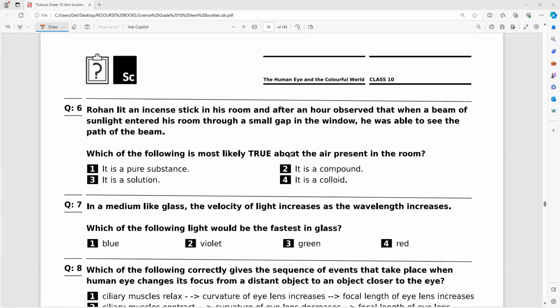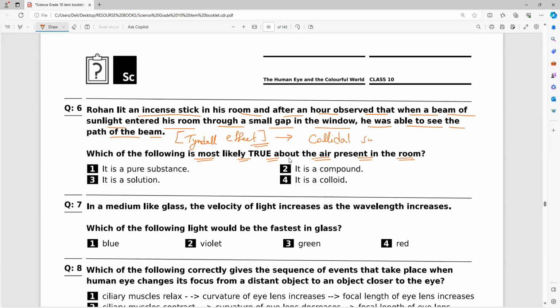Next question. Rohan lit an incense stick, agarbatti, in his room. After an hour he observed that when a beam of sunlight enters his room through a small gap in the window, he was able to see the path of the beam. By this time, you all understand what this is. It is the Tyndall effect. Which of the following is most likely true about the air present in the room? Who shows the Tyndall effect? A thousand times I have taught you.